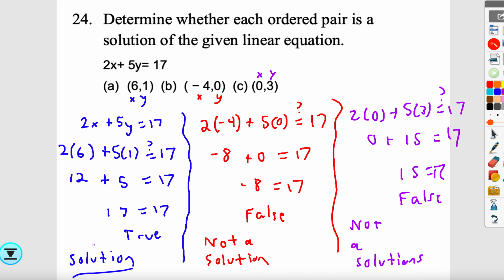And pretty much a solution means this point (6, 1) is part of the line. These other points are not going to ever cross the line at all. So that's why it's false, not a solution.